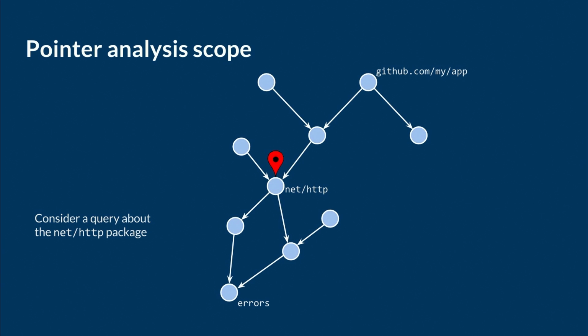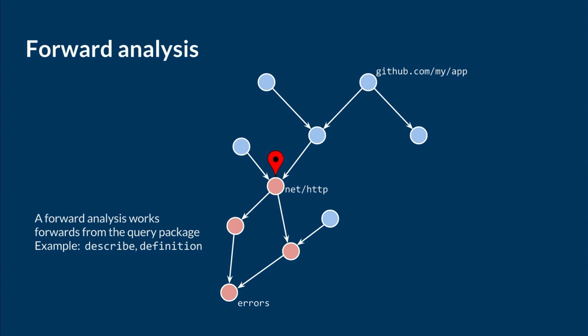On this slide, each node represents a package in your workspace. At the bottom, we have errors, which is pretty much the lowest level package. At the top, we have your application. And in the middle, we have infrastructure packages like HTTP. Let's consider a query starting at the HTTP package. Certain kinds of queries are forwards analysis. That means that they need to conceptually look at all the packages that are forwards of the starting point. So they need to look at all your imports down to the bottom.